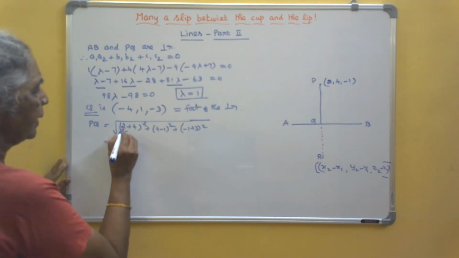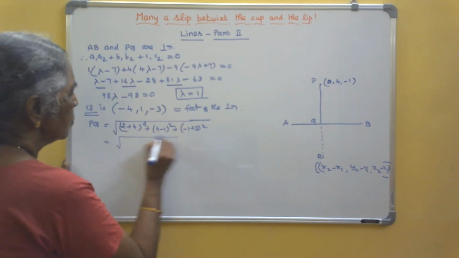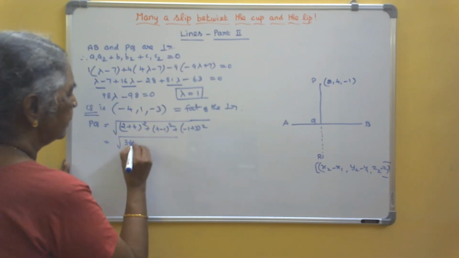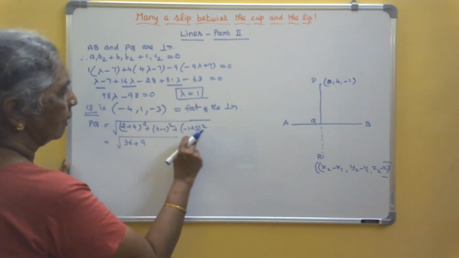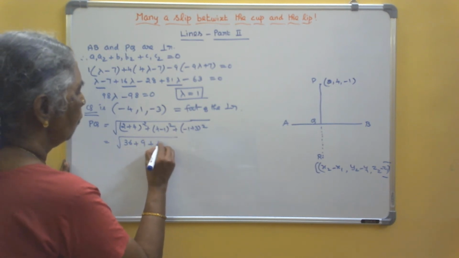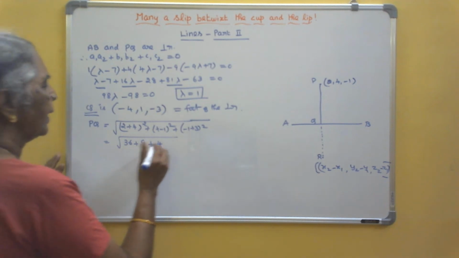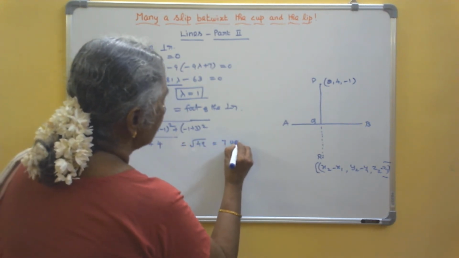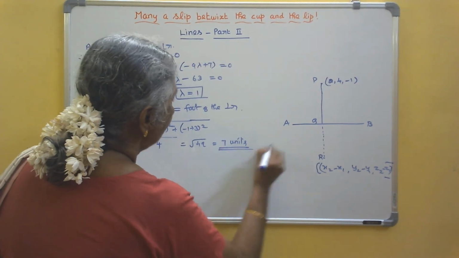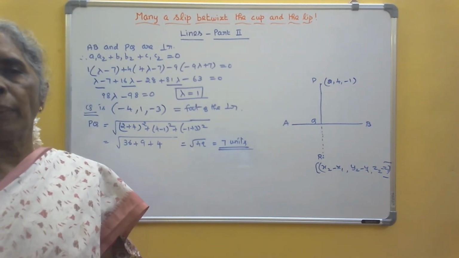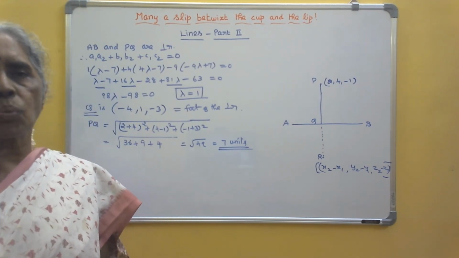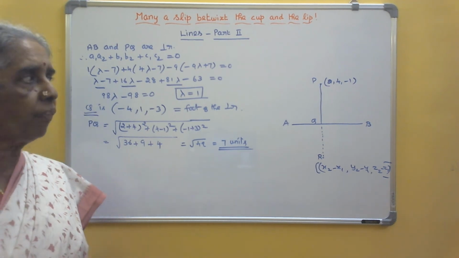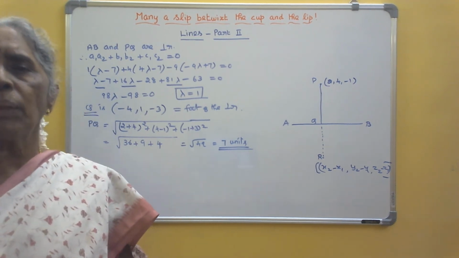So what will you get now? 2 plus 4, 6. So that is 6. This is 3 square, that will be 9. Here it is 2, so 4. So you will be getting root 49, which is equal to 7 units. That will be the length of the perpendicular. So 2 answers over. Now we have to find the equation of the perpendicular.